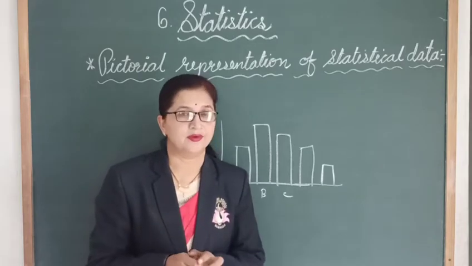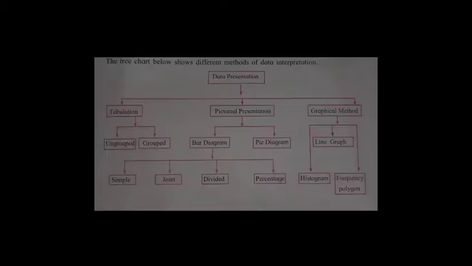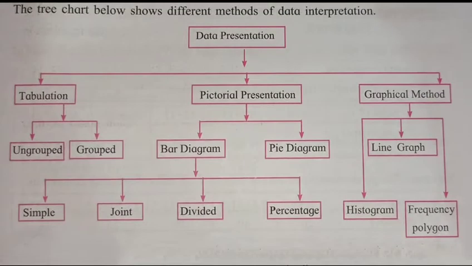So here we can say that this pictorial information is a quite easy, simpler method to understand the given numerical data. Okay? So dear students, pictorial and graphical presentation are attractive methods of data interpretation. The tree chart below shows different methods of data interpretation. So we can represent the data in the form of tabulation, pictorial presentation and graphical method.